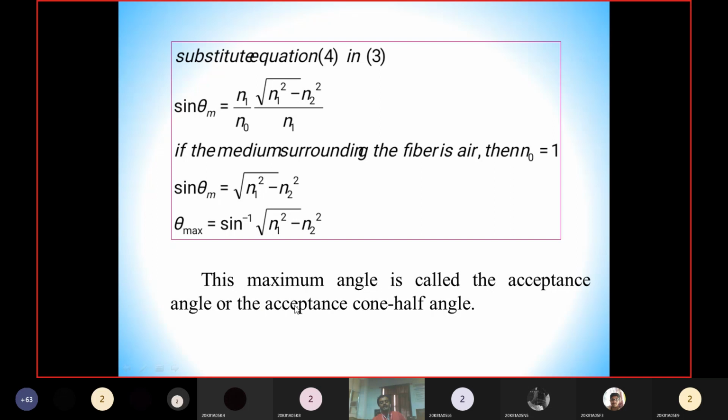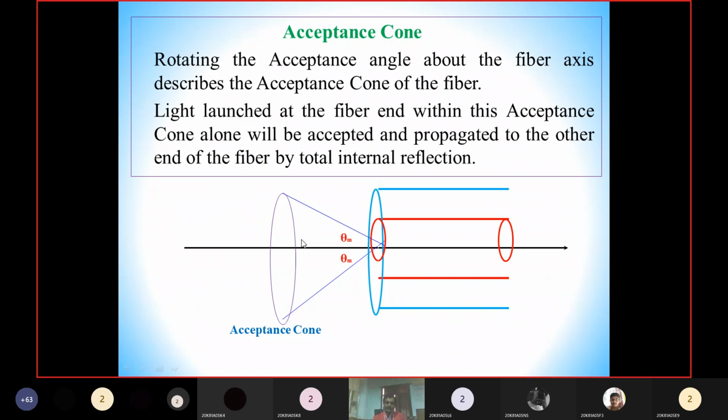This maximum angle is called the acceptance angle or acceptance cone angle. Now coming to the acceptance cone. This acceptance angle theta m is the angle, and this is the total cone here. So this angle theta m is the acceptance cone of angle.